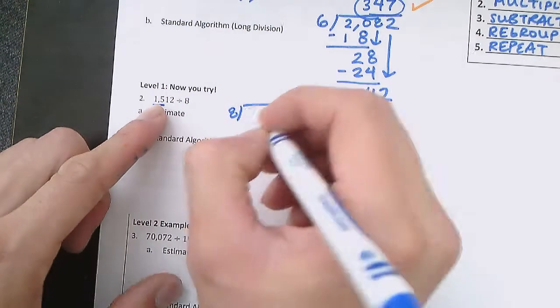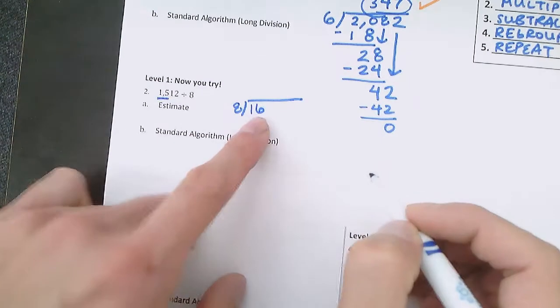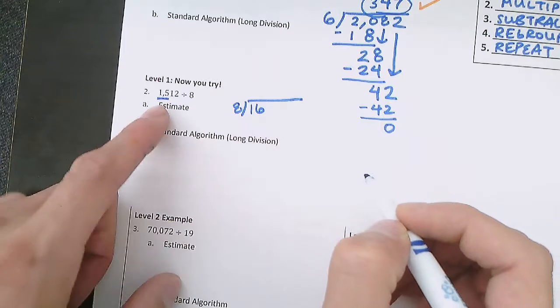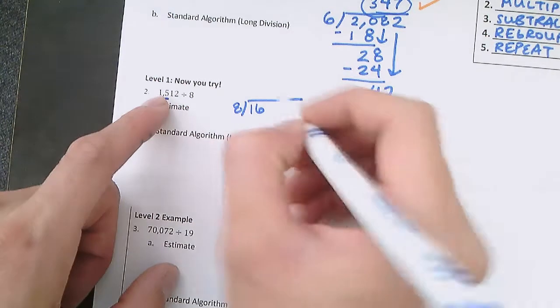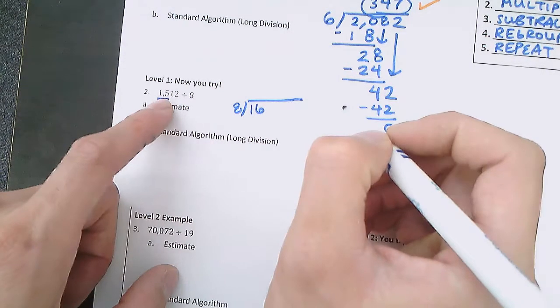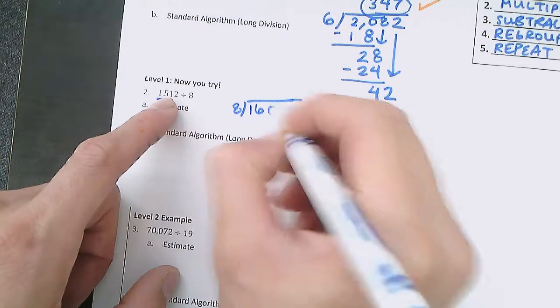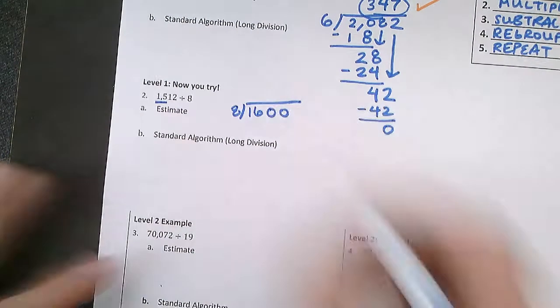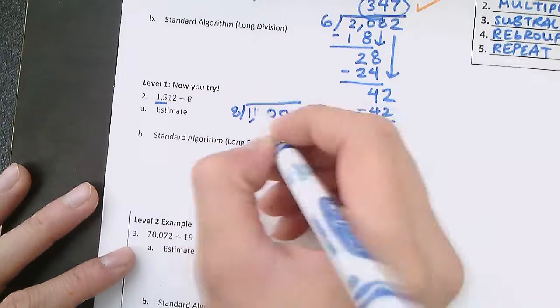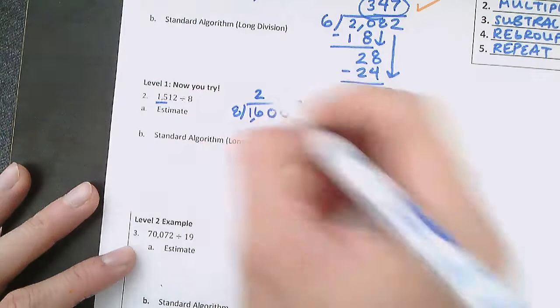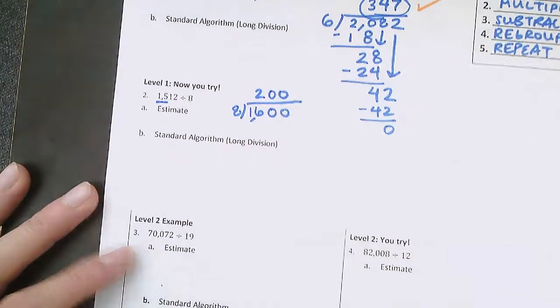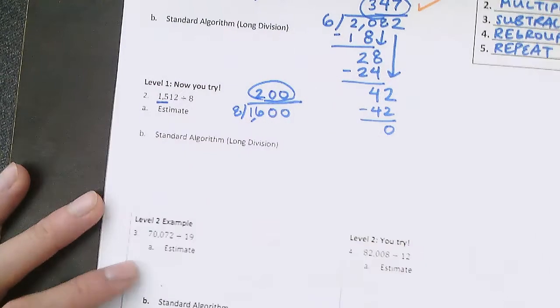We're going to round 15 to 16 because I can divide 16 by 8 evenly. So I have 16 here. I'm rounding 1,512 to 1,600. 8 goes into 16 2 times. I'm going to bring these zeros over. My estimate is 200.